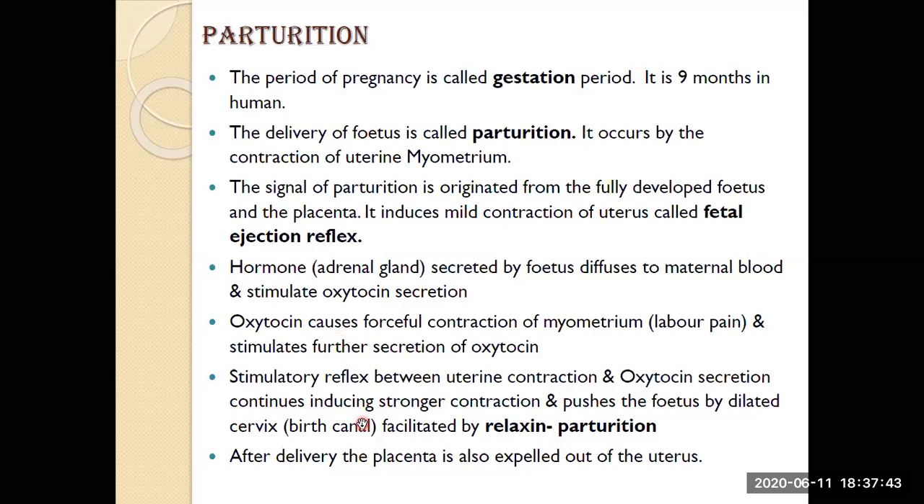And after delivery the placenta is also expelled. The whole placenta, the umbilical cord, everything comes out along with the fetus. So this process is called parturition, which is totally under the control of the endocrine system and neuroendocrine system. The fetal ejection reflex is the first sign, or first reflex, that induces this process.